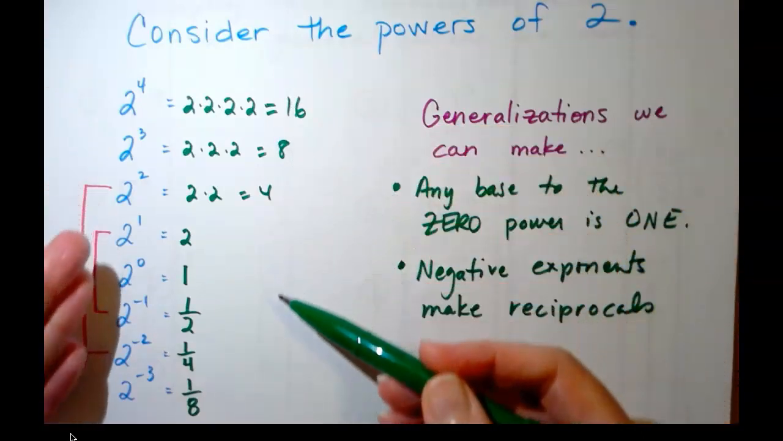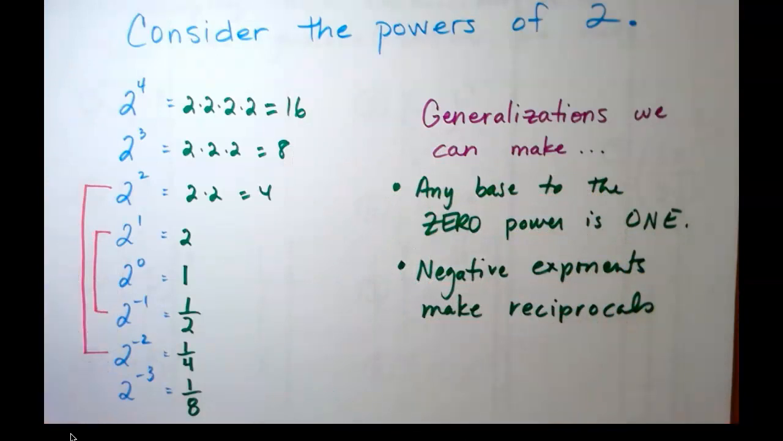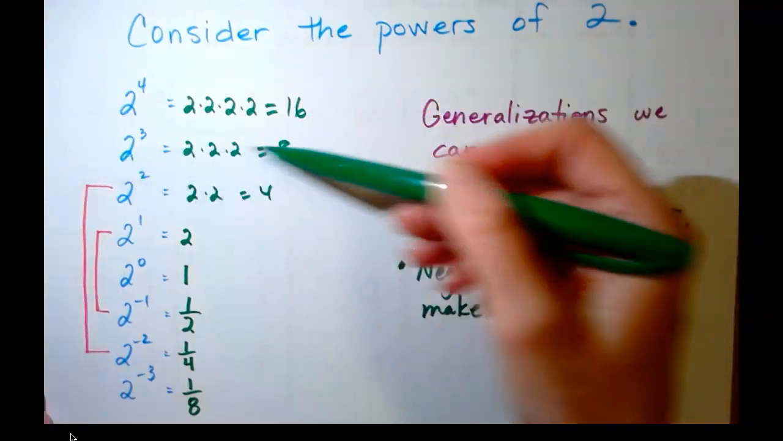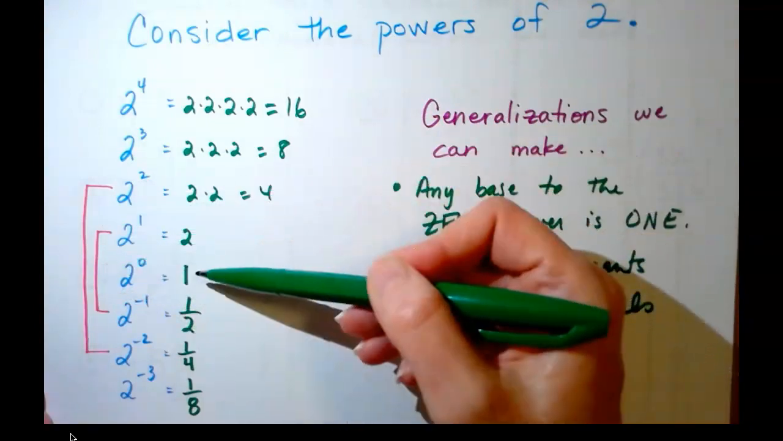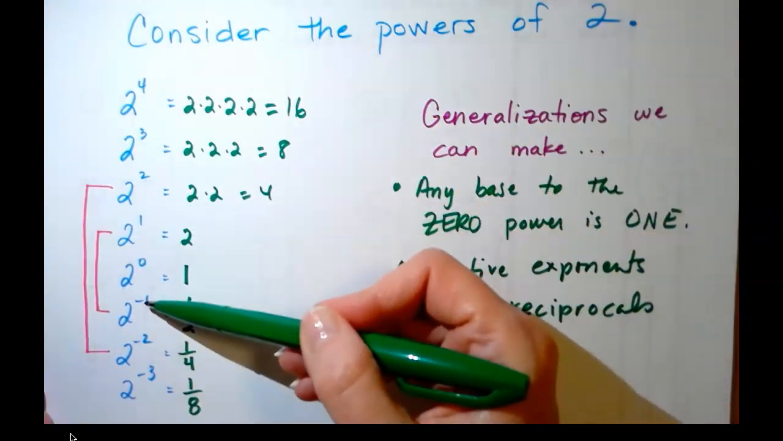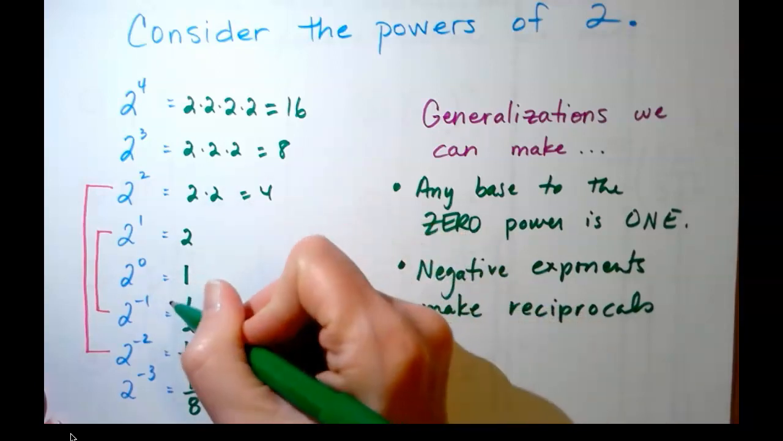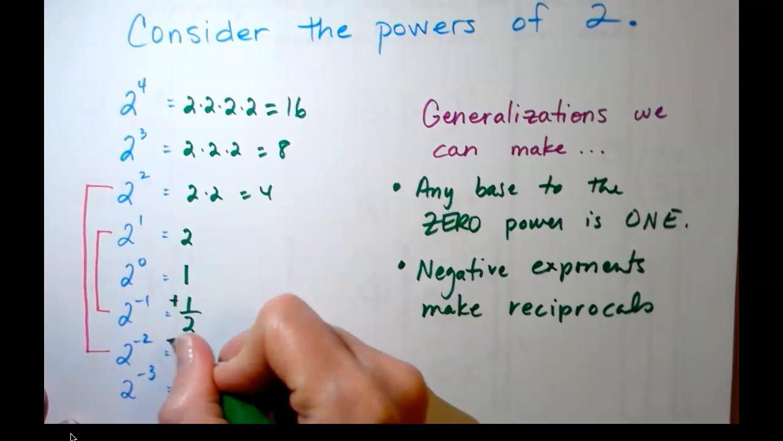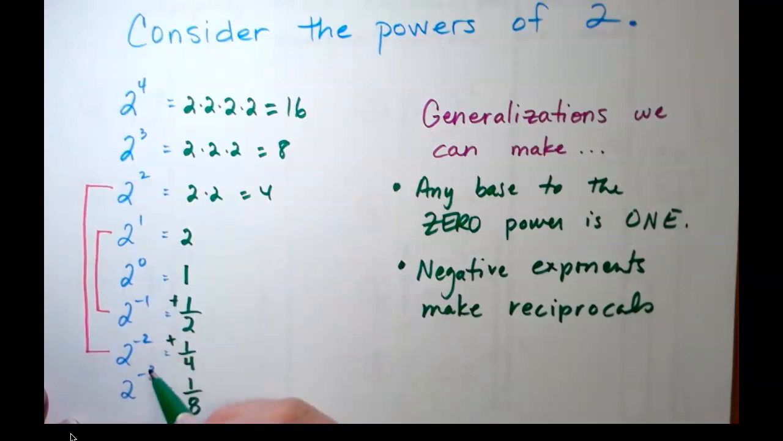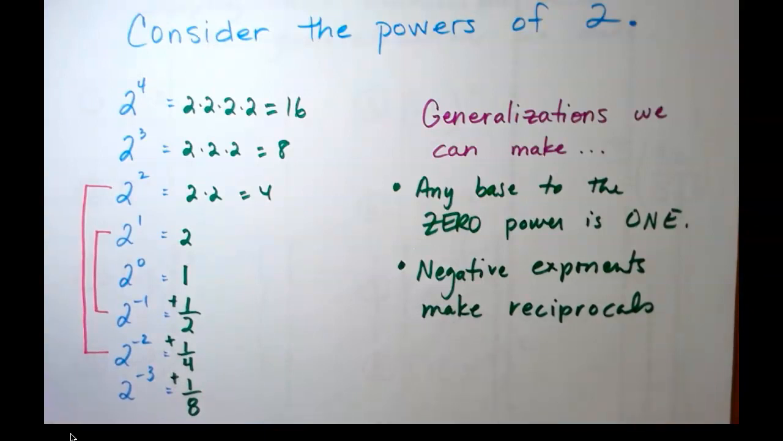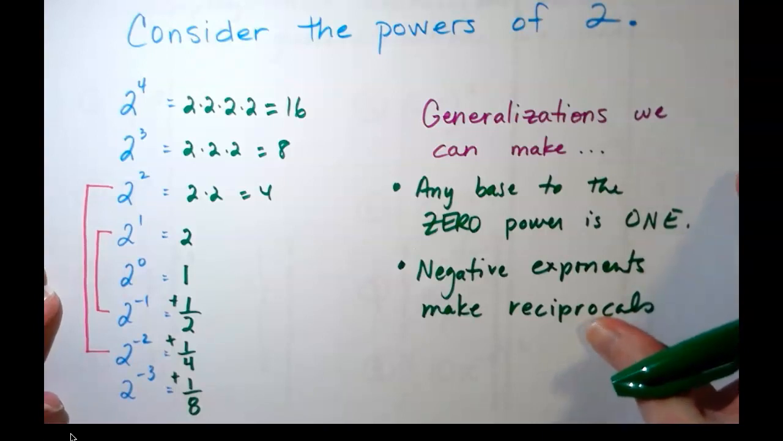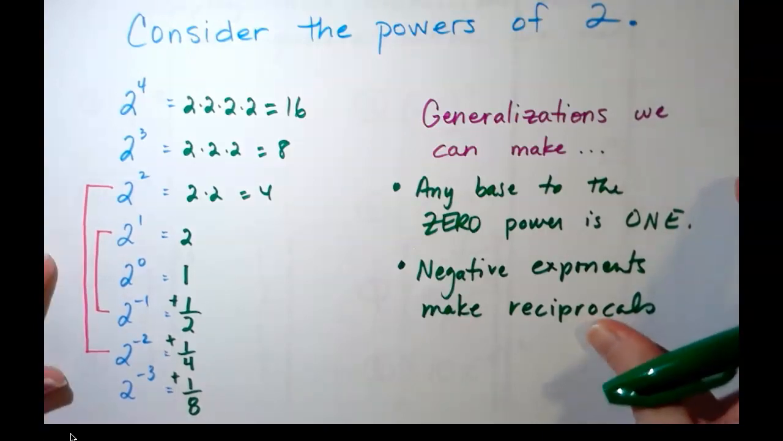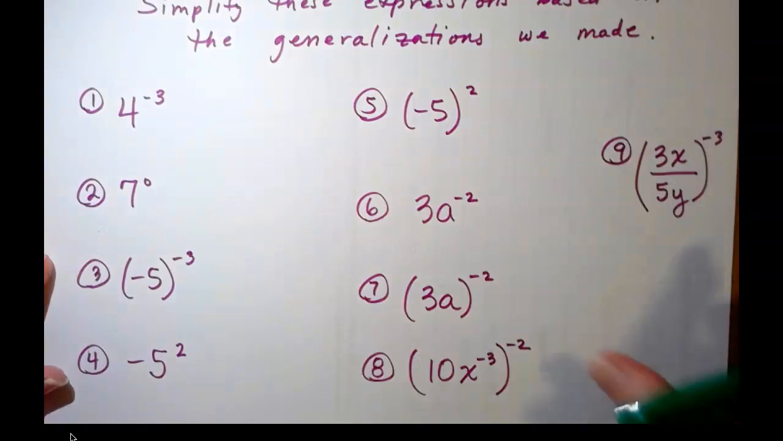Notice all of these powers of 2 are positive. Positive 16, positive 8, positive 4, positive 2, positive 1. 2 to the negative 1 power is positive 1/2. 2 to the negative 2 is positive 1/4. 2 to the negative third, positive 1/8. Negative exponents make reciprocals, not negative numbers. So those are just a few of the powers of 2.